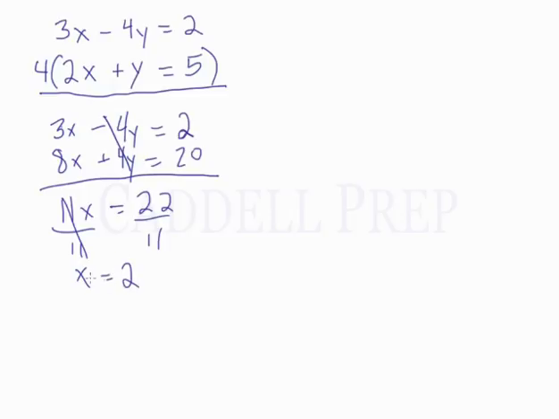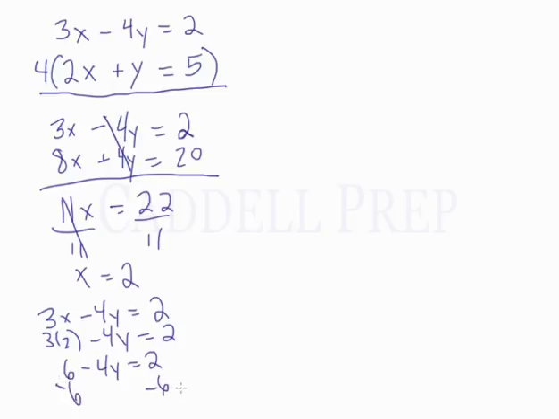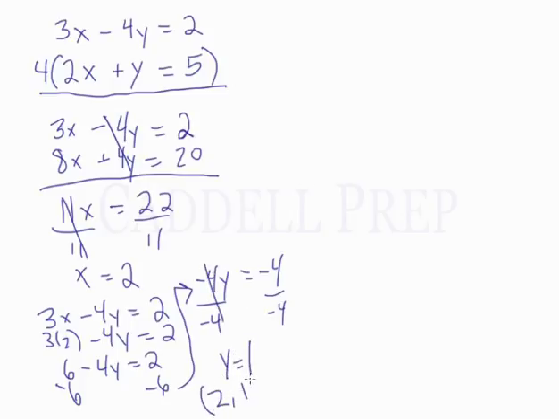Now we can use this to solve for y. We just plug it in. So 3x minus 4y equals 2. 3 times 2 minus 4y equals 2. 6 minus 4y equals 2. Subtract the 6 from both sides. I'll write it over here. We're going to end up with negative 4y equals negative 4. Divide by negative 4. And we get y equals 1. So our solution is 2, 1.